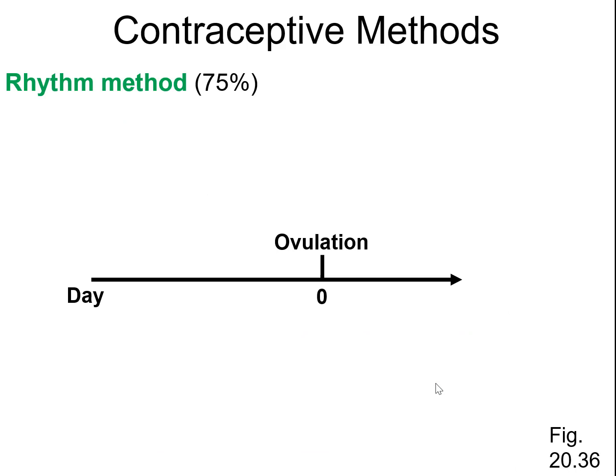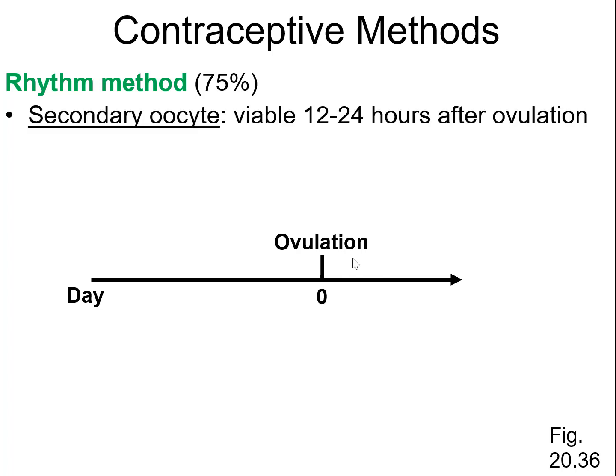Here's another contraceptive method, and this one I don't recommend. It's only 75% effective. It's called the rhythm method. So again, the whole idea is you can only get pregnant if you ovulate. So what the rhythm method does is it tries to predict, based on the timing and the length of the female's menstrual cycle, when ovulation is going to occur, and the idea is that you don't have intercourse around that time of ovulation.